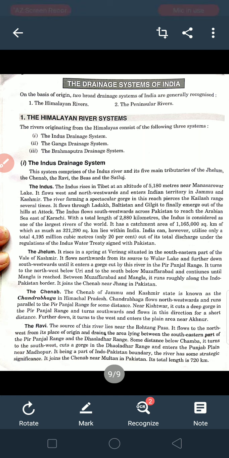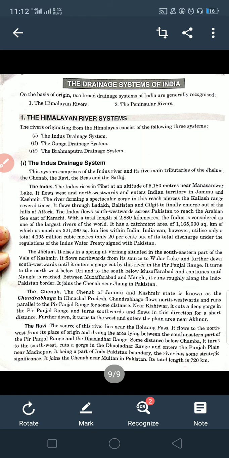The Indus rises in Tibet at an altitude of 5,180 meters near the Mansarovar lake. It flows west and northwestward and enters Indian territory in Jammu and Kashmir. Basically it's a west flowing river towards the Punjab Haryana region, and extends up to Sindh in Pakistan. Most of its parts lie in Pakistan, and it enters the Indian territory through Jammu and Kashmir.